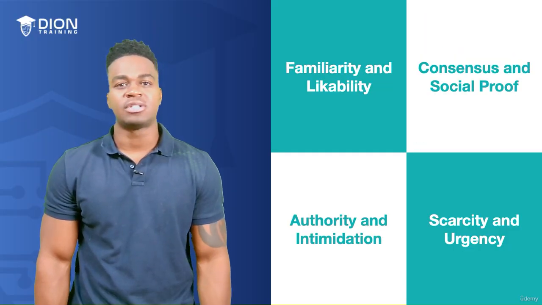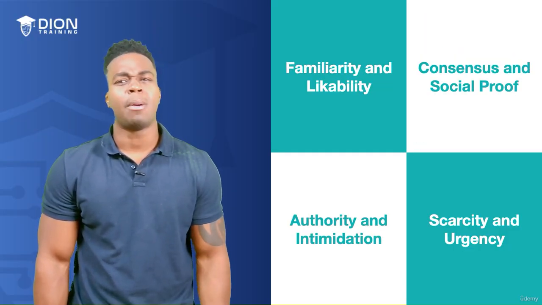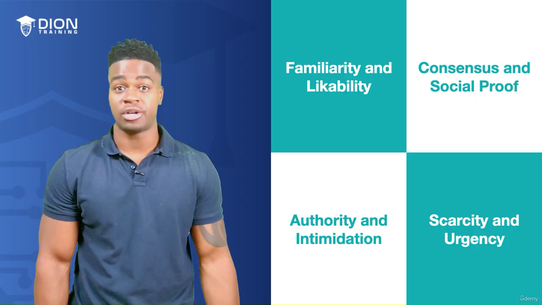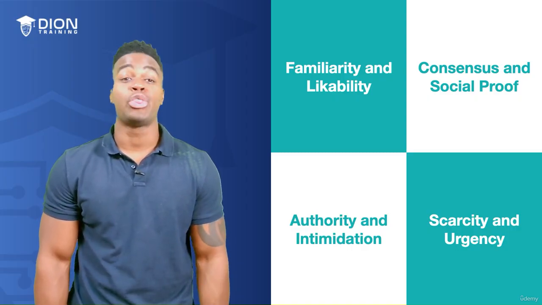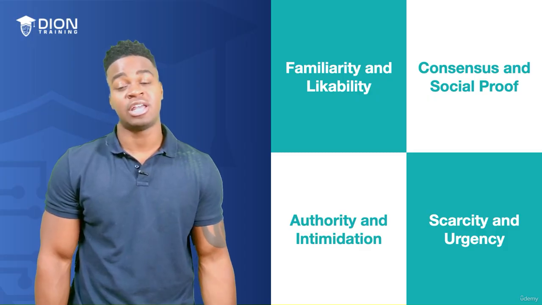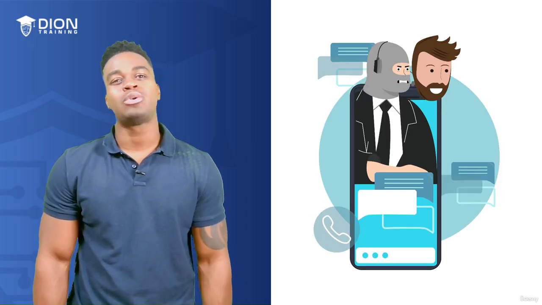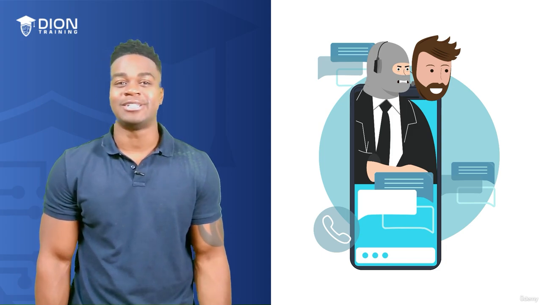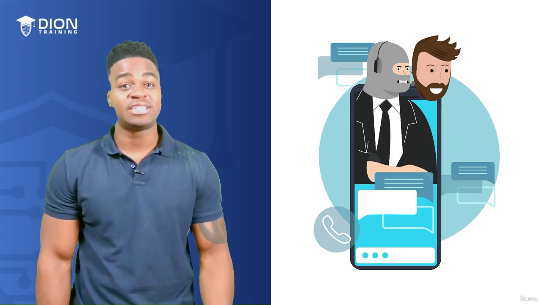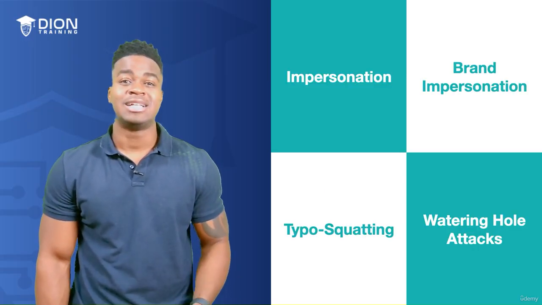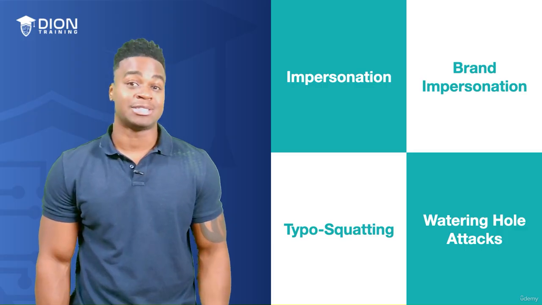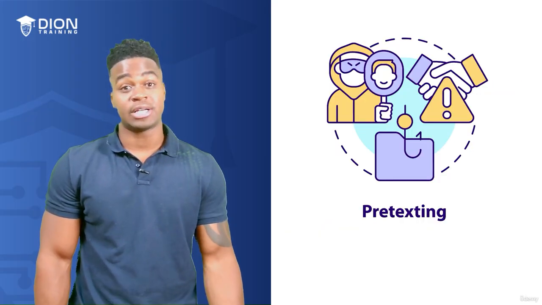As we kick off this section, we're going to first discuss the different motivational triggers used by social engineering, like familiarity, likability, consensus and social proof, authority and intimidation, and also scarcity and urgency. Then we will discuss impersonation. Impersonation simply means pretending to be someone else, and that is one of the most basic forms of social engineering techniques used by attackers when they're trying to conduct a general impersonation attack, brand impersonation, typosquatting, and watering hole-based attacks.